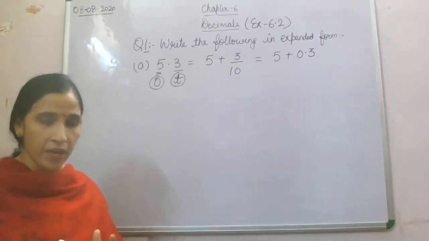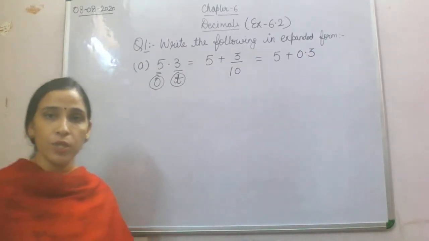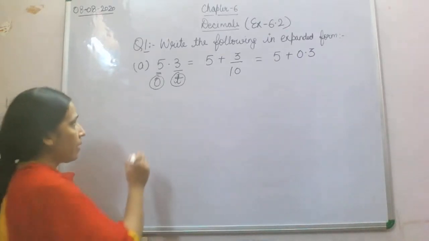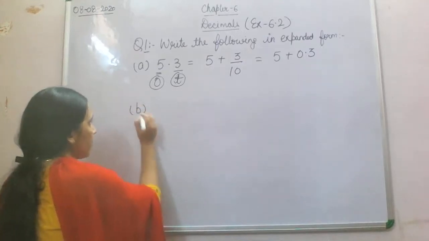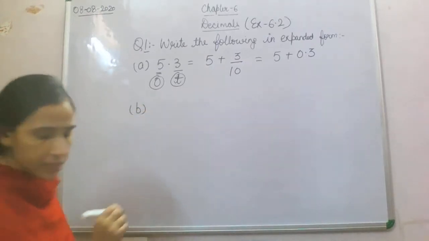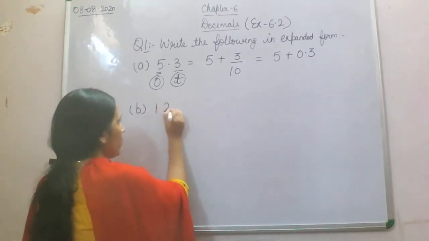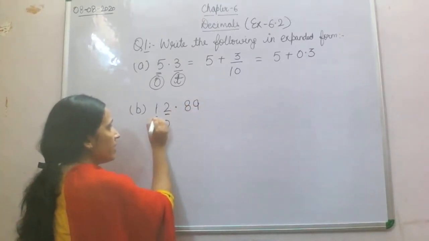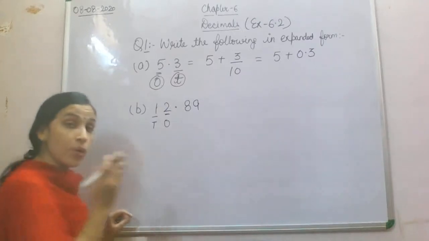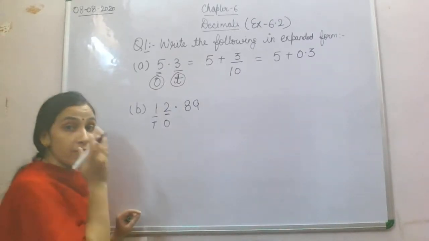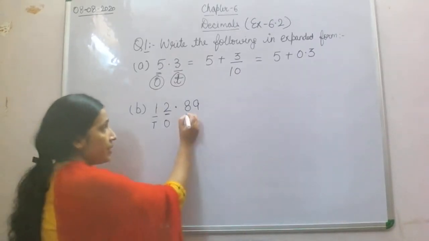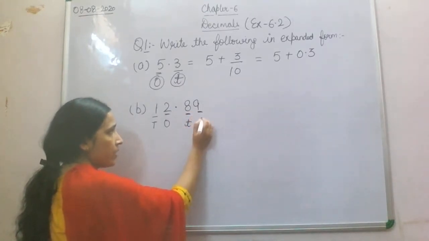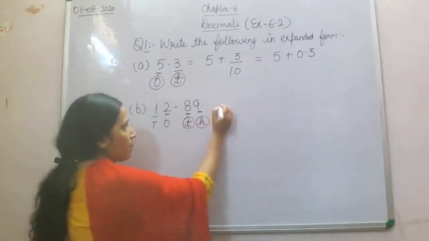0.3. Fine. So this is your expanded notation, A part. Now let's do B part. B part is 12.89. As you can see, this is your ones place, this is your tens place before the decimal. It means this 12 is your whole number part, 8 is your tenths place, the first decimal place, and 9 is your hundredths place, which is your second decimal place.